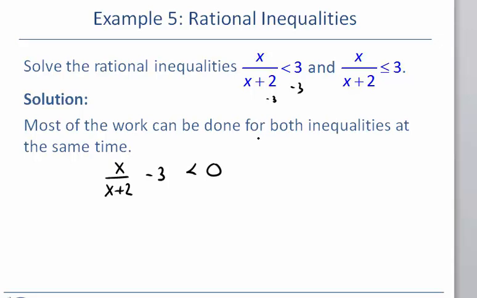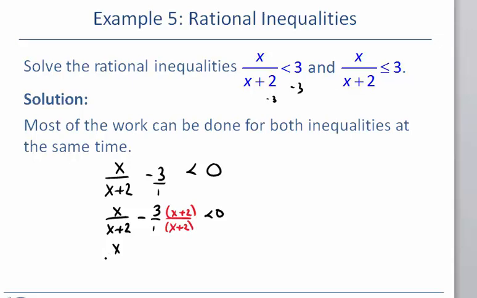Okay, and then I need to combine these. So I'm going to combine them by doing a common denominator. Right now the common denominator will be the product of the two denominators that I have. So it'll be x plus 2. So the first fraction is good. The second fraction, the 3 over 1, we need it to have an x plus 2 on the bottom. So I'm going to multiply top and bottom by x plus 2.